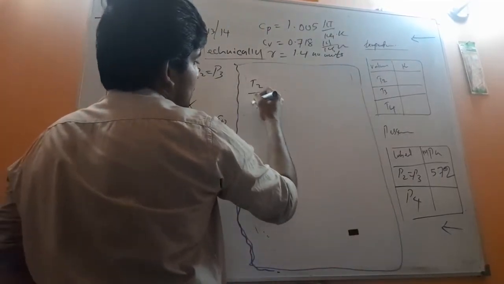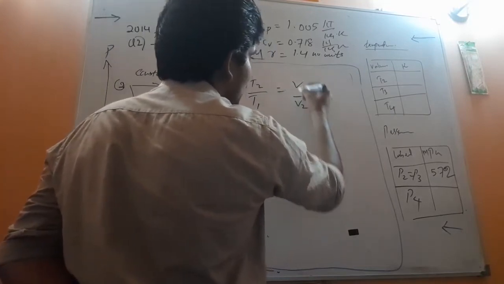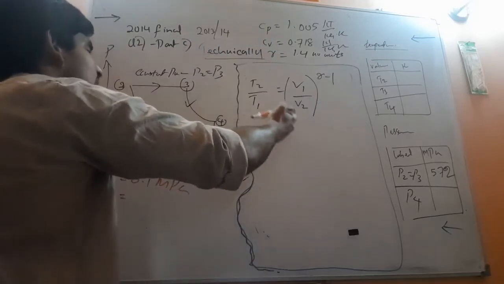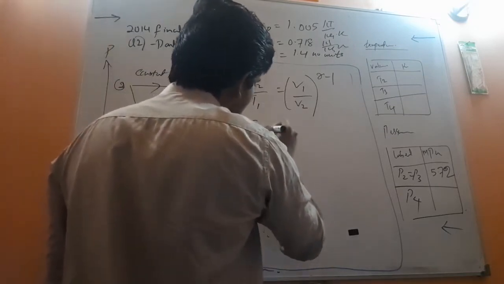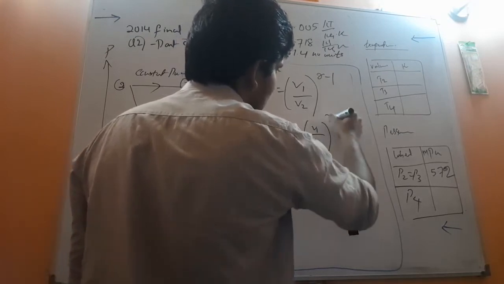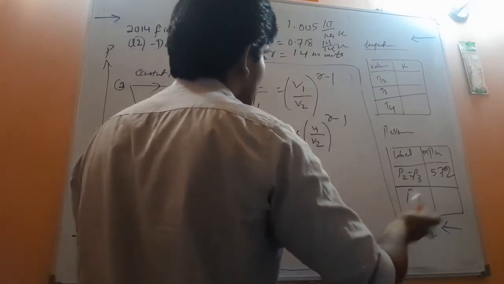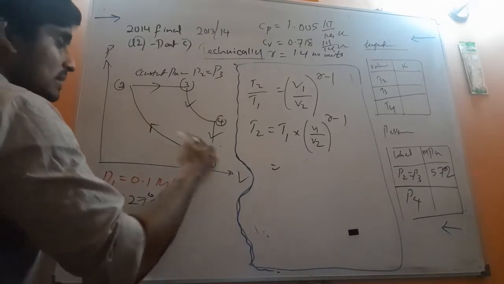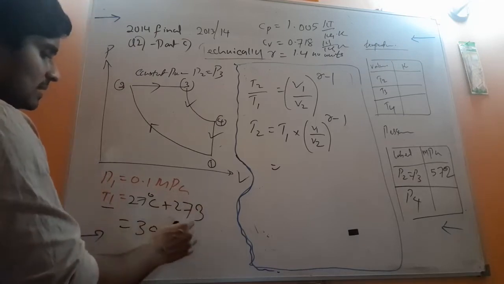T2 divided by T1 equals (V1 divided by V2) to the power gamma minus 1. Always the suffixes are getting interchanged. Right? So what is T2? T2 equals T1 times (V1 divided by V2) to the power gamma minus 1. Gamma is 1.4. 1.4 minus 1 is how much? 0.4. What is T1? T1 is 27 degrees Celsius. That means we have to get the values in kelvins. So 27 plus 273, that means 300 kelvins.